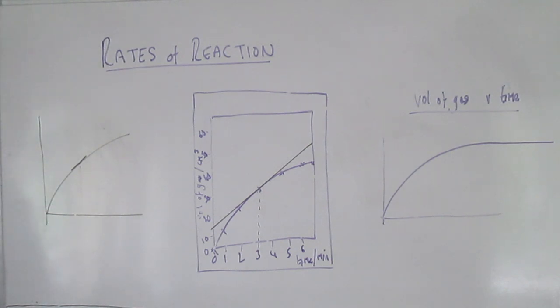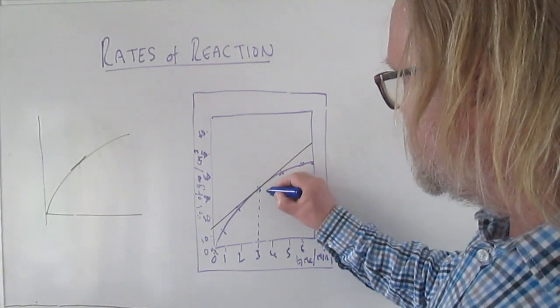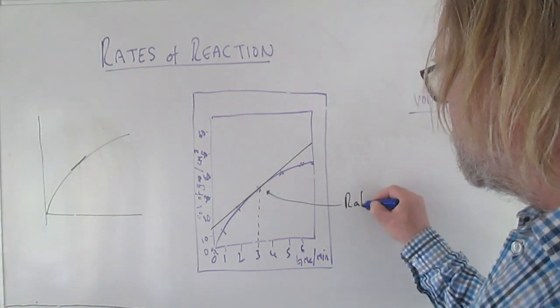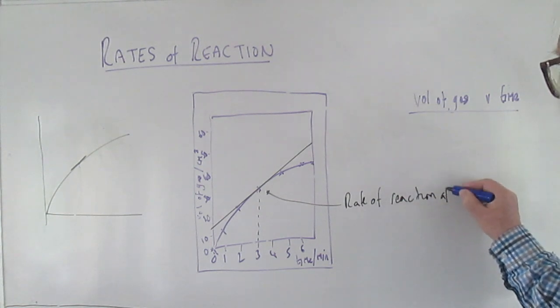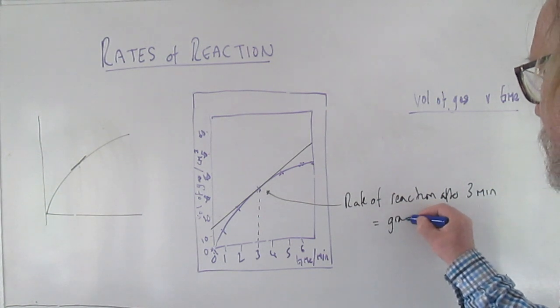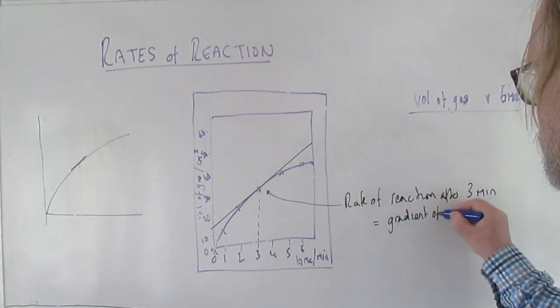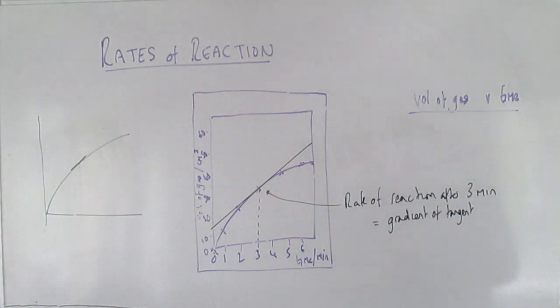So the rate of reaction at 3 minutes, which is what we would have been asked to measure if this is what we were doing, rate of reaction after 3 minutes is the gradient of that tangent. Okay, so that's what you need to remember. If you're asked to figure out a rate of reaction from data like this, you must draw a tangent and then you measure the gradient.